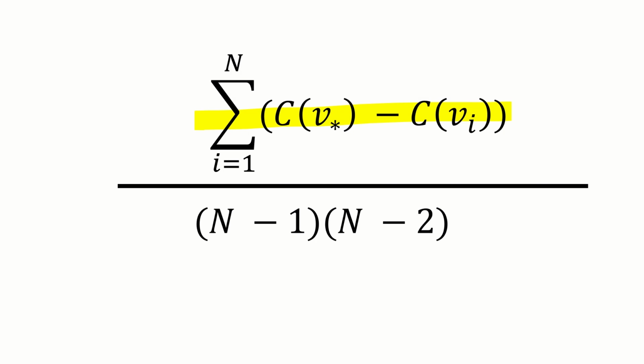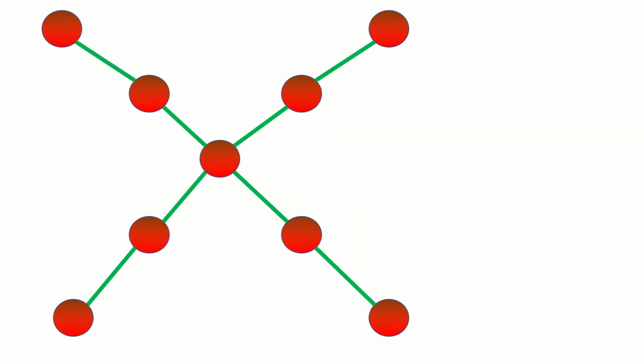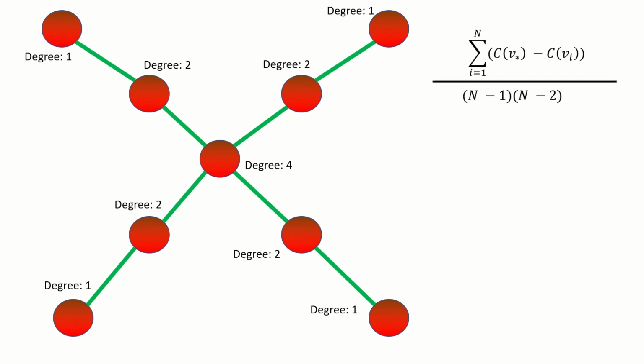And the numerator is simply the sum of differences in centrality between the most central and every other node in the specific network that we're calculating the centralization of. Let's do 2 short examples now. What is the degree centralization of this network? Feel free to pause the video and work it out yourself. Here's the calculation process with the formula for degree centralization in the upper right-hand corner.